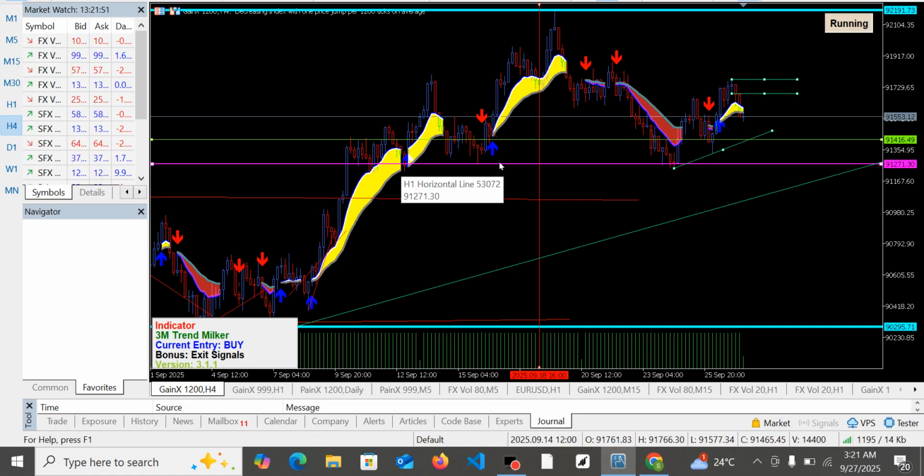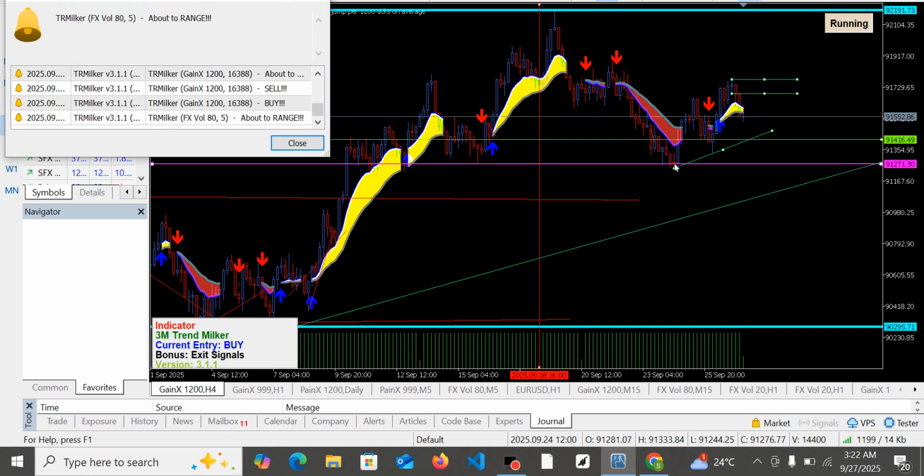This support region has been tested, this purple horizontal line. Okay, it was tested around there, also around there, and I knew it would find it difficult to break out from here, and of course that was what happened. So it went back into a buy trend and bought for a while, till it got to this region.